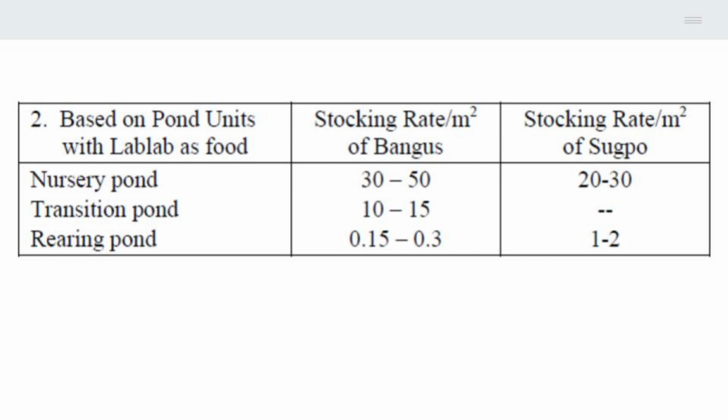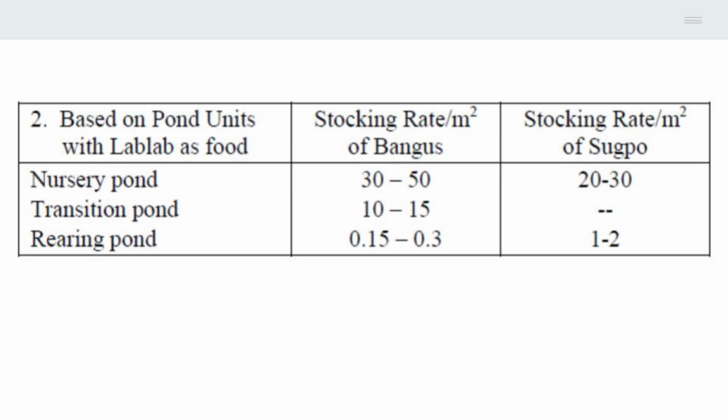Next is the rearing pond. It is the final grow-out phase for market-size production. In the rearing pond, the goal is to grow fish and shrimp to their marketable size. Since they are larger, they require more space, leading to significantly lower stocking densities. For the bangus, 0.15 to 0.3 fish per square meter. For the sugpo, you'd have 1 to 2 shrimp per square meter. At this stage, lablab alone may not be sufficient and additional feeding may be introduced to support optimal growth.